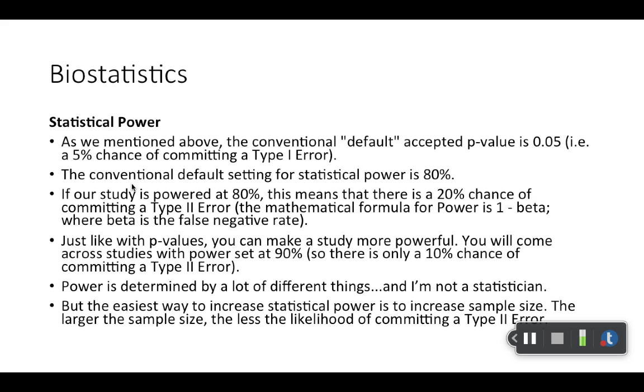So just like with the p-values, you can make a study more powerful. But again, 80 is the cutoff. That's the one you have to remember. Power 80, p-value 0.05. And you will come across a study with the power set at 90%. That can happen. There are more powerful studies, with only a 10% chance of committing a type 2 error.